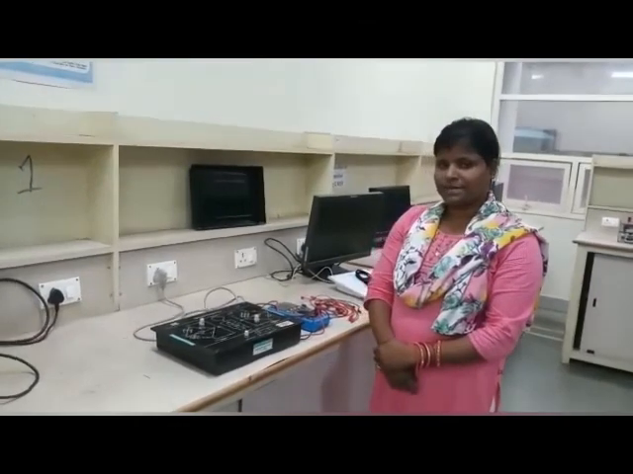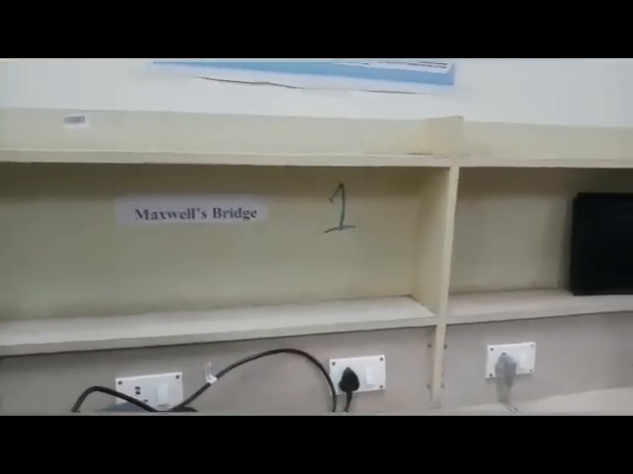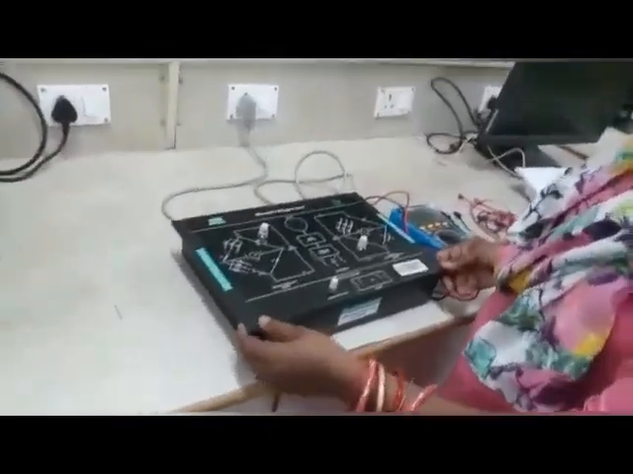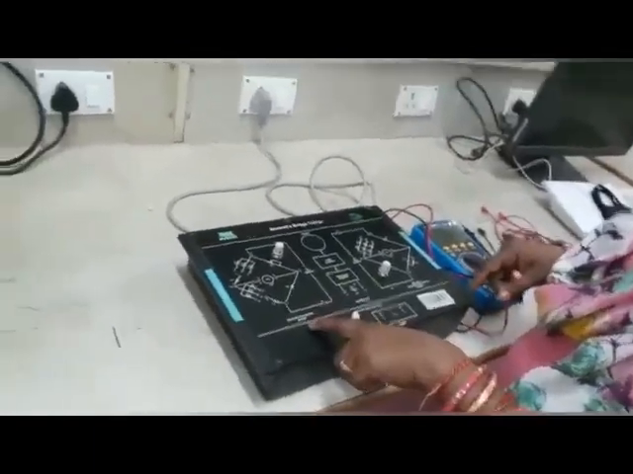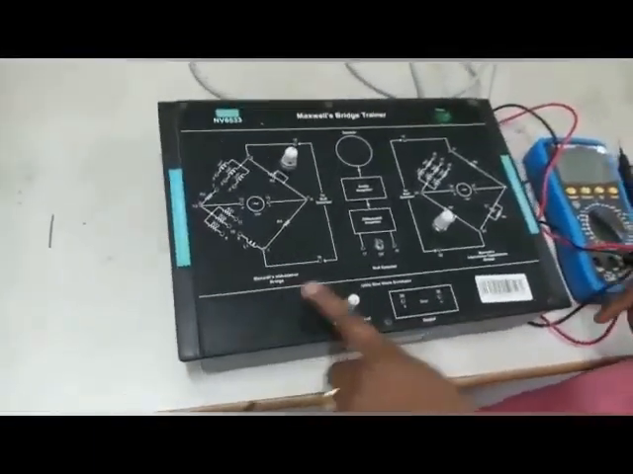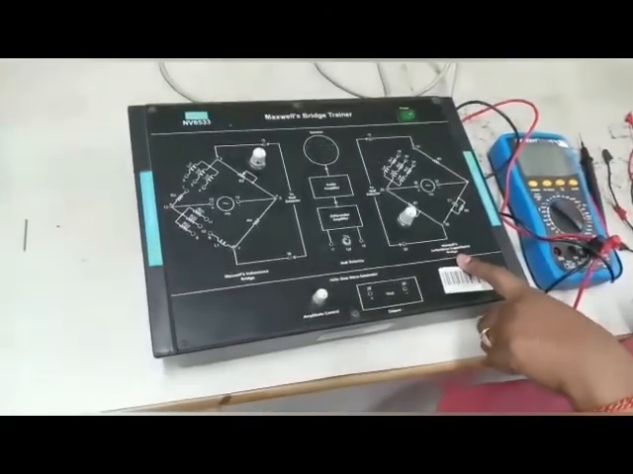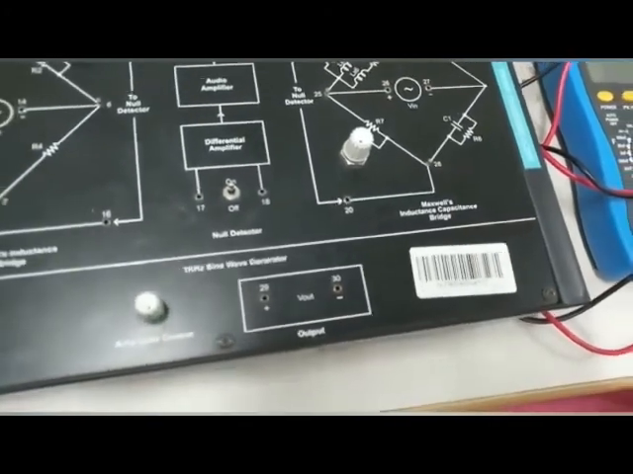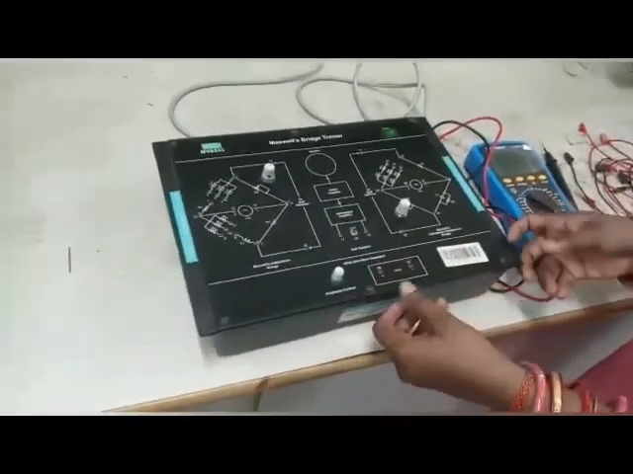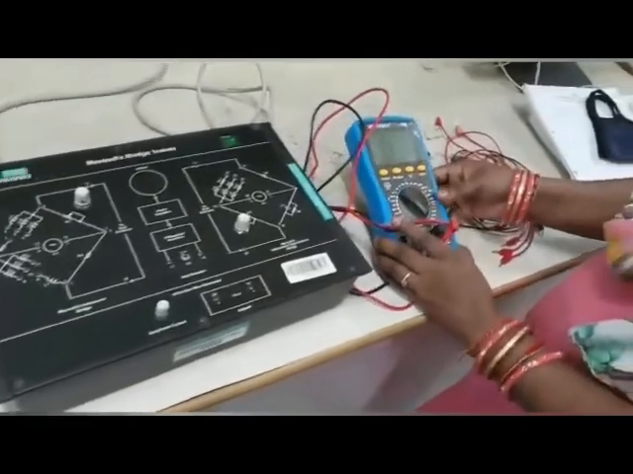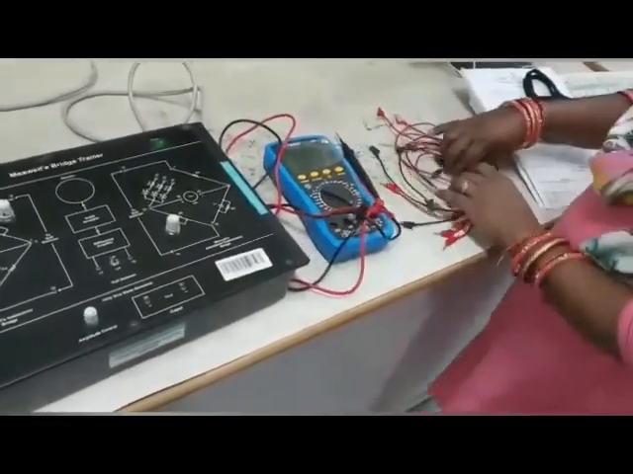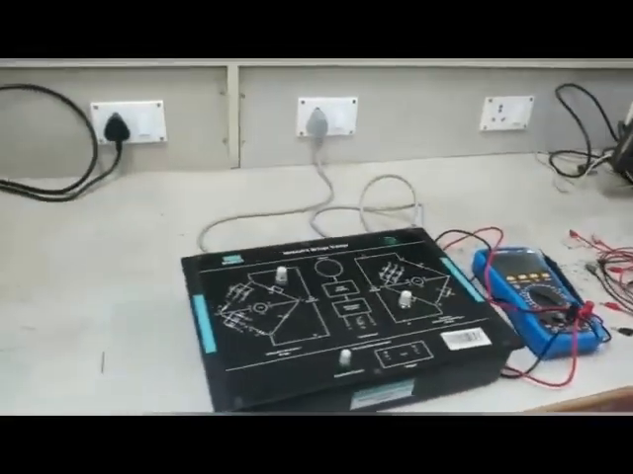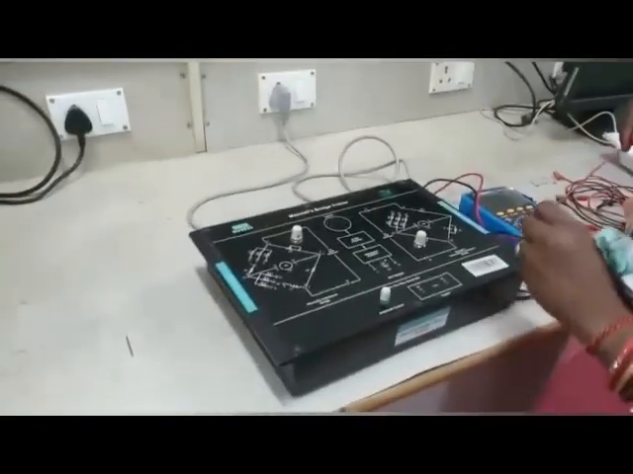I am going to explain about Maxwell bridge. Maxwell bridge has two sub experiments: Maxwell inductance bridge and Maxwell inductance capacitance bridge. So we require a Maxwell bridge trainer, a digital multimeter and 10 patch cords. Okay, now we are doing the experiment.